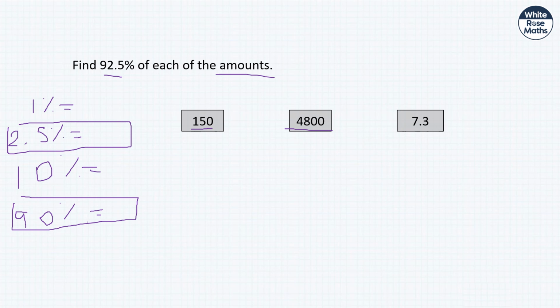So first of all, 10% of 150 is going to be 15. 15 lots of 9 will be 135, because 10 lots of 15 is 150, so you take off 15 from 150 and you get 135. 1% will equal 1.5, divided by 100. And then 2.5, if I just times this by 2.5.